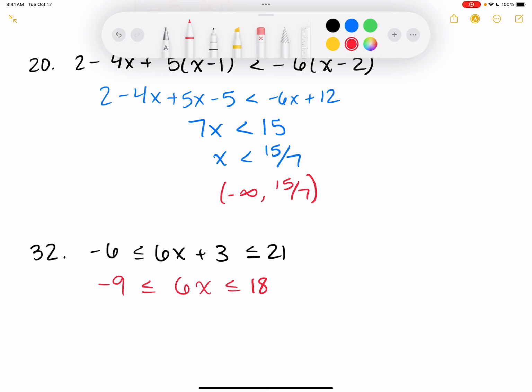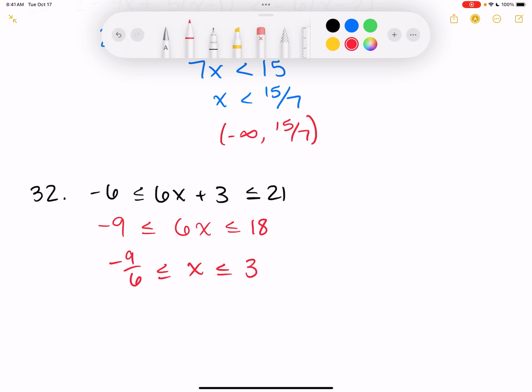And then we would divide by 6. So that's going to be -9/6, which I will reduce in a second, is less than or equal to x is less than or equal to 18 divided by 6 is 3. And then just need to reduce this one. So this is going to be -3/2. It's less than or equal to x is less than or equal to 3.